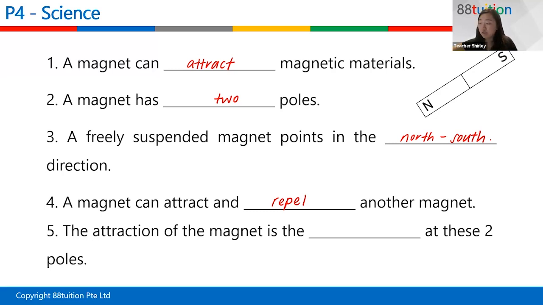Next one, the attraction of the magnet is the what at these two poles? Strongest. Very good. The attraction of the magnet is the strongest. It's always the strongest at its two poles. If it's the middle of the magnet, it's not as strong.